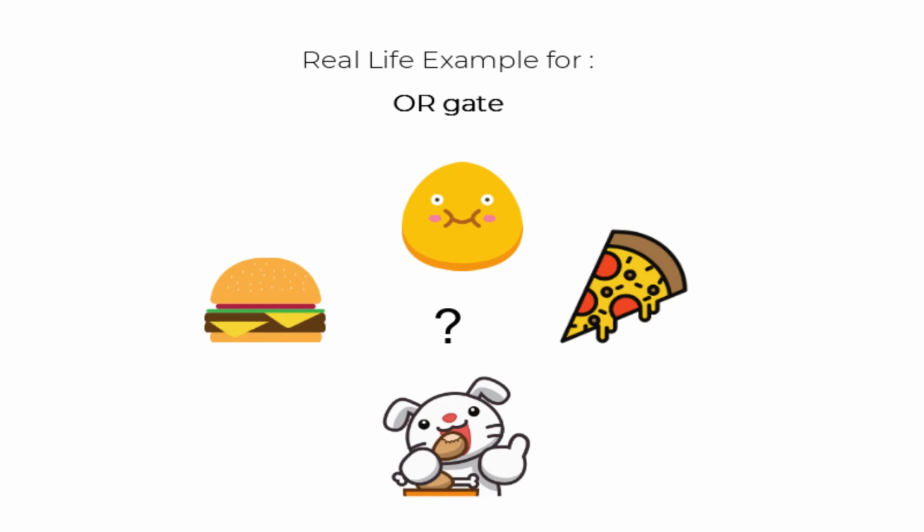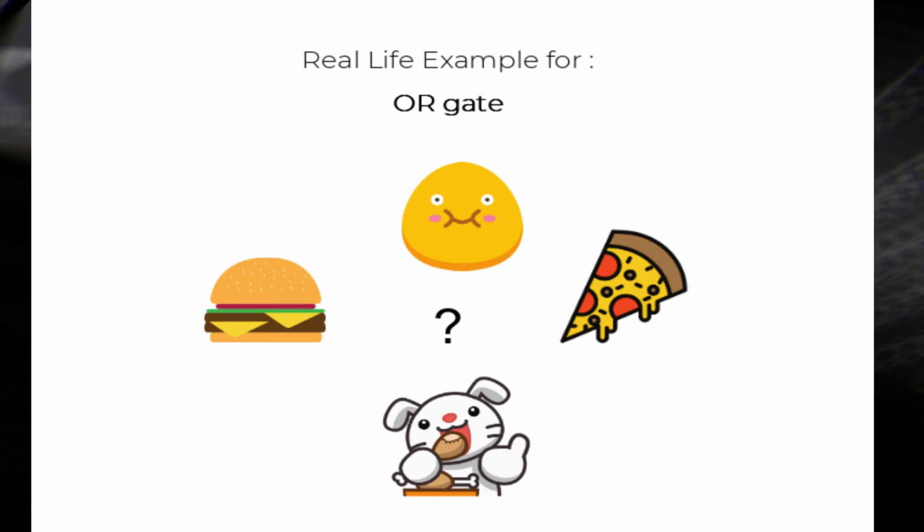A real life example could be when you are deciding what to eat for brunch, whether to have a pizza or a burger. But you can also have both at a time.